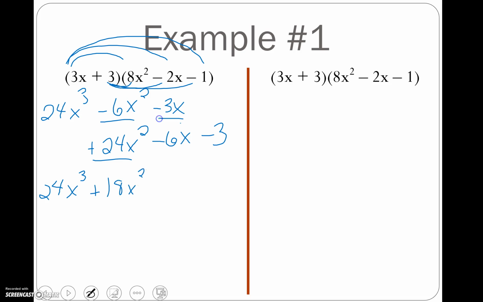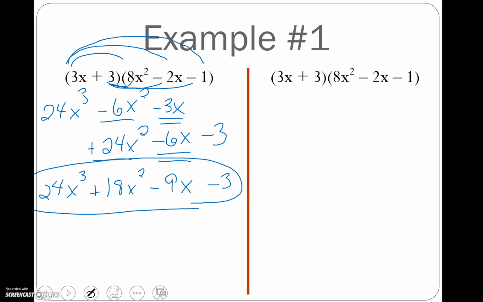Now I'm going to move on and I'm going to do the negative 3x. That's going to combine with my negative 6x. So negative 3 and negative 6 combine to give us negative 9. And then that negative 3 has nothing to combine with either. So this is going to be our final answer. This is going to be your final answer here. Since we have 3, 2, 1, and 0 for our exponents, we can't combine them any farther.